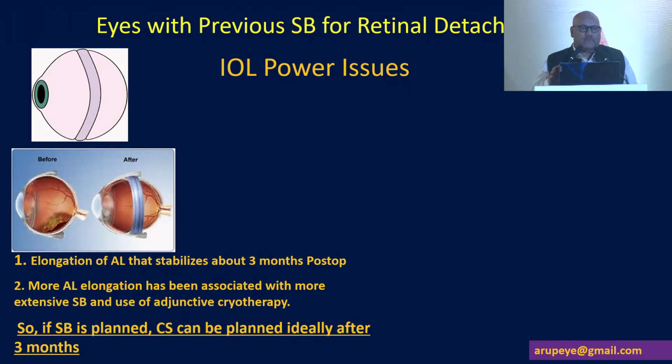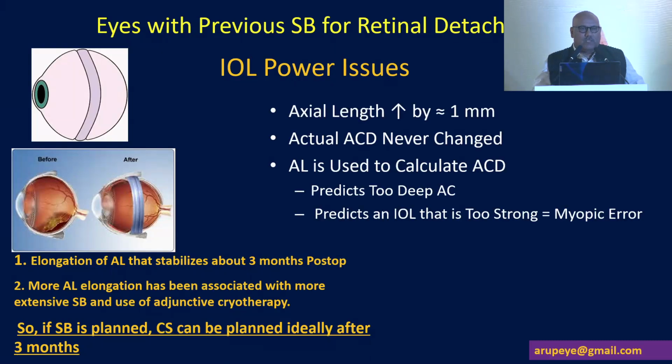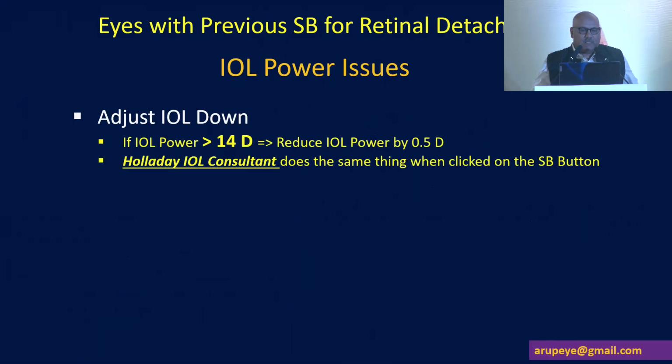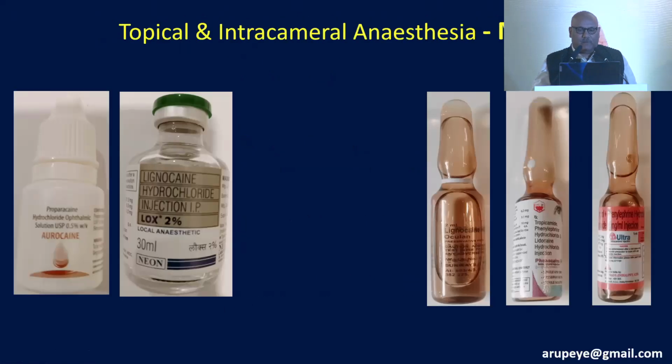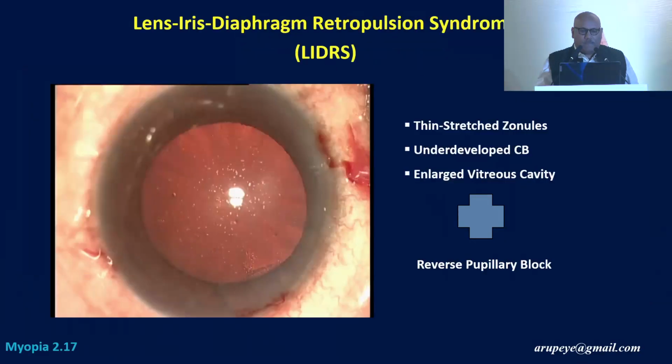And now the question of what exactly the IOL power is to be used. After a scleral buckling, the axial length usually increases by 1 millimeter. Anterior chamber depth never changes. But since we are measuring the effective lens position based upon the axial length and the K reading, you get a lens which is sitting deeper in the eye, which predicts a higher power. So this has to be taken into account. If you're dealing with a myopia patient with more than 14 diopter, you need to reduce the IOL power by 0.5 diopter. So this is about high myopia.